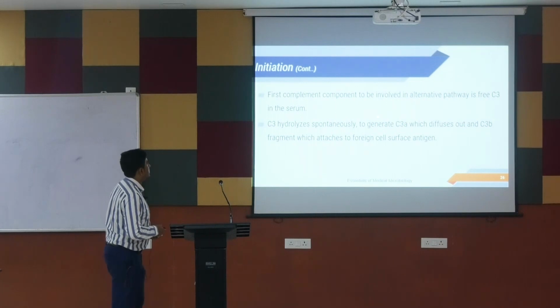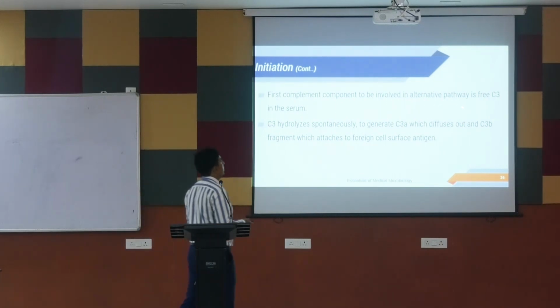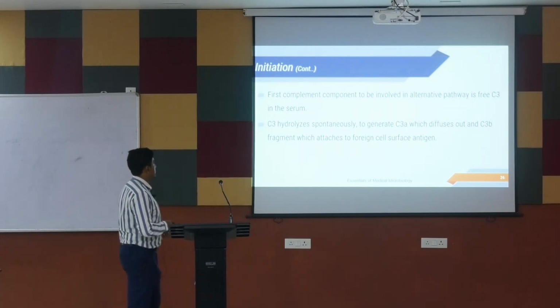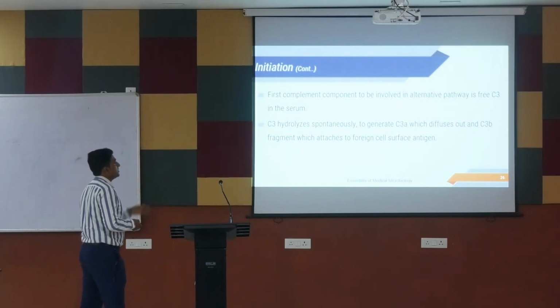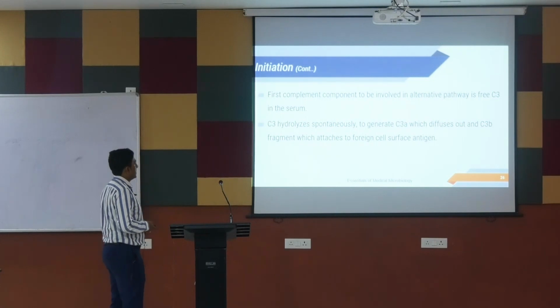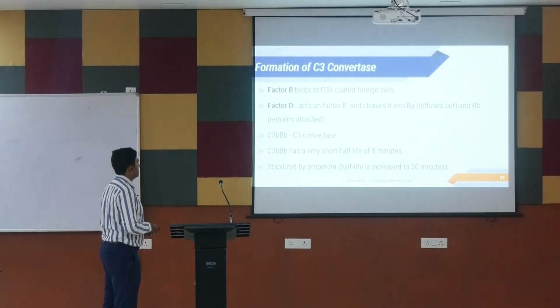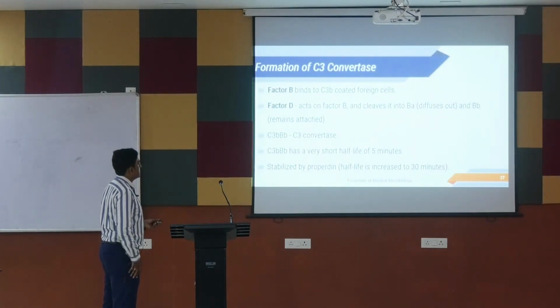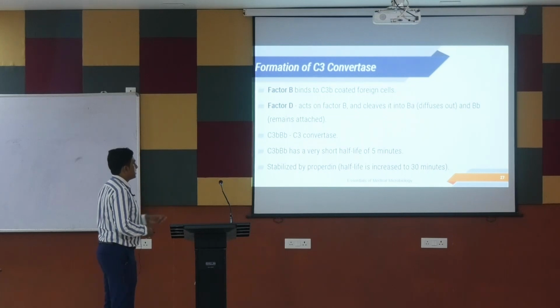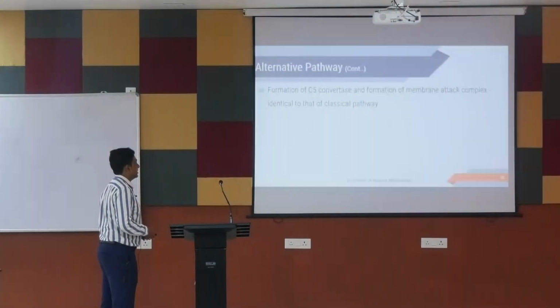কিভাবে হচ্ছে? The first complement component to be involved in alternative pathway is free C3 in the serum. C3 hydrolyzes spontaneously to generate C3a which diffuses out, C3a টা বেরিয়ে যাচ্ছে and C3b fragment which attaches to the foreign cell surface antigen. তারপর ফ্যাক্টর B এসে লাগছে, তারপর ফ্যাক্টর D এসে লাগছে, stabilized by properdin whose half life is increased to 30 minutes.